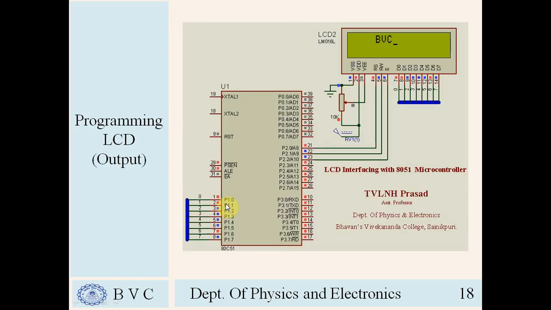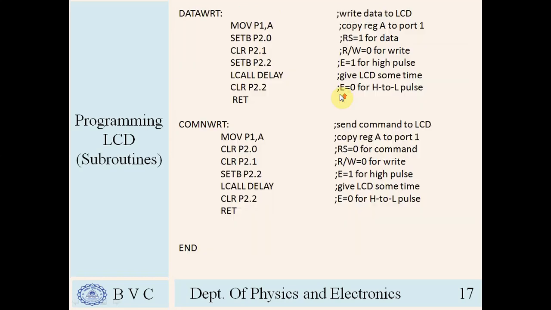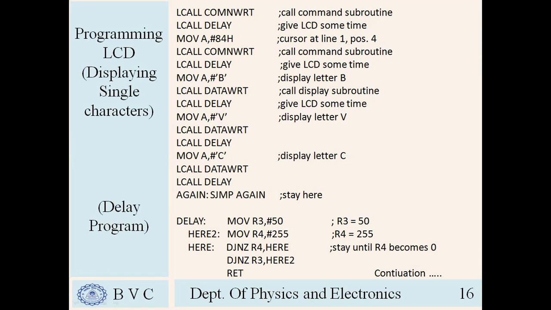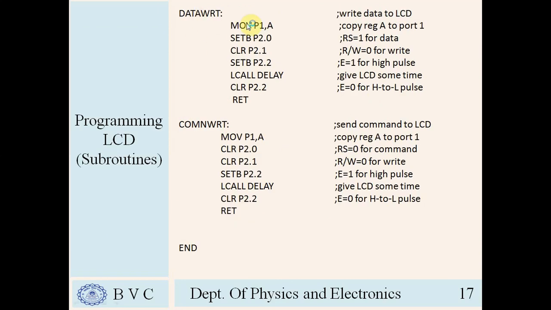Now the subroutines. In the main program, we have come across three varieties of subroutines. The first one is the delay subroutine. Obviously, the name itself tells us that some time delay will be generated after the execution of this program. So the delay subroutine is used to get a time delay for our requirement. Data write is another subroutine. Command write is another subroutine. If you are giving some command to the LCD, these set of instructions will be executed.